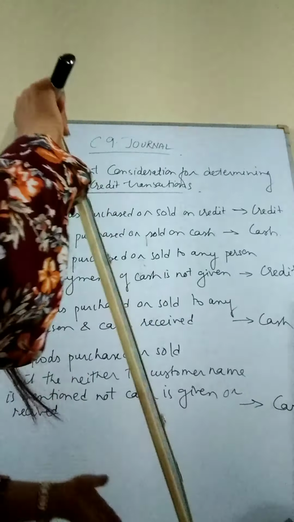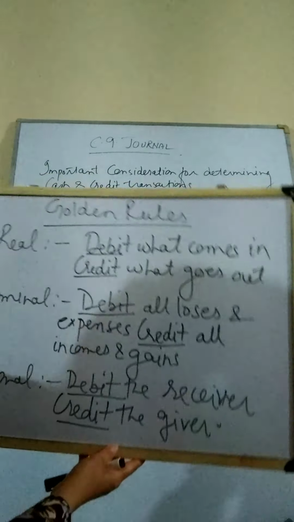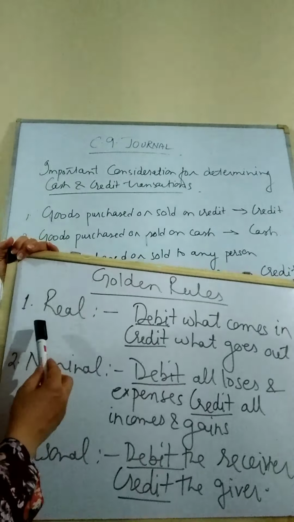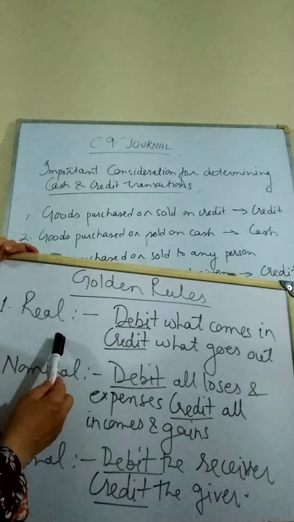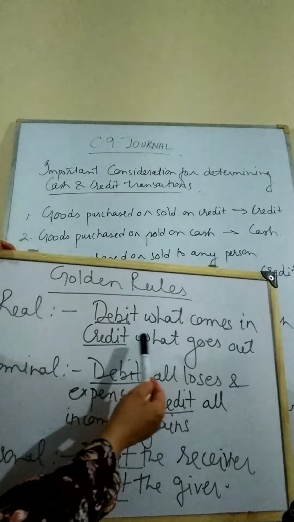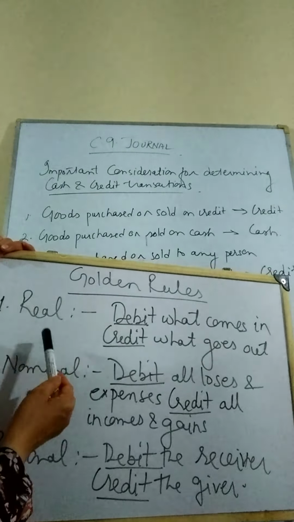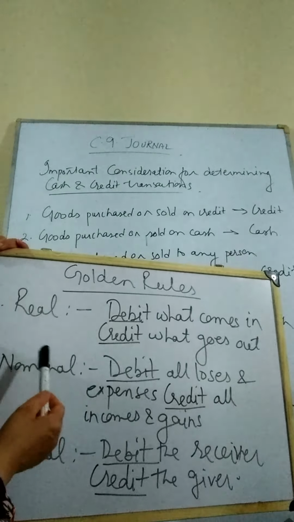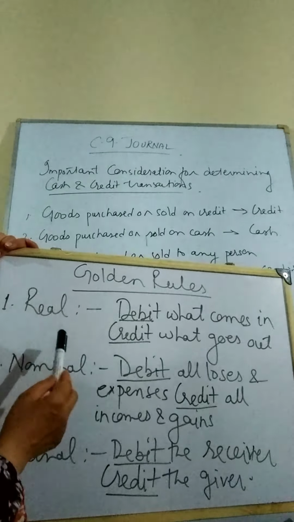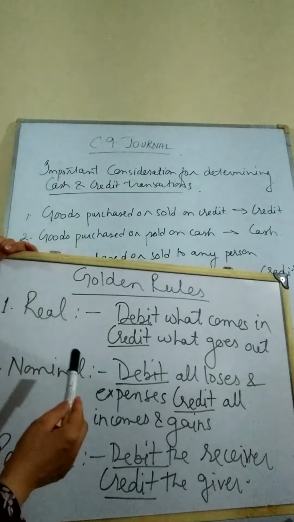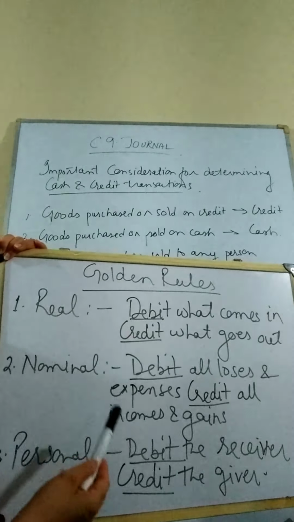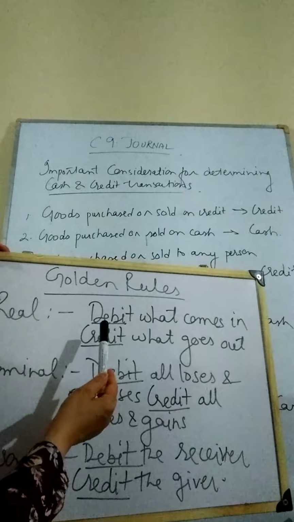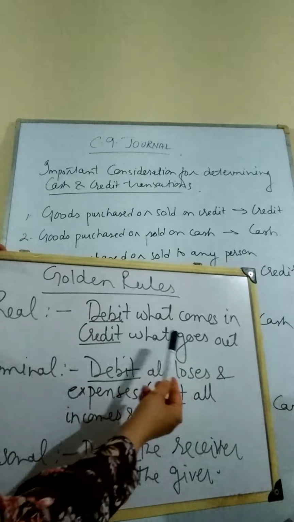Let us take a look at the rules once more. What are the rules that we are supposed to follow? First one is real account. What is the rule of real? Debit what comes in and credit what goes out. What are real accounts? The types of assets excluding debtors and bills receivable are called real accounts. Real accounts mean land, building, plant, machinery, equipment, cash in hand, cash at bank. All these are real accounts. The rule is debit what comes in, credit what goes out.